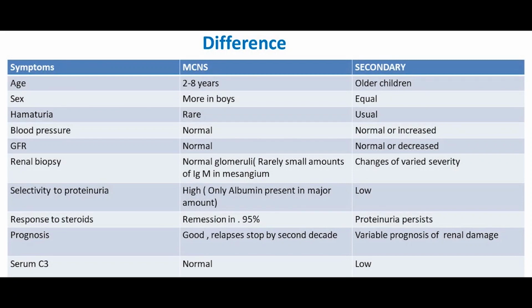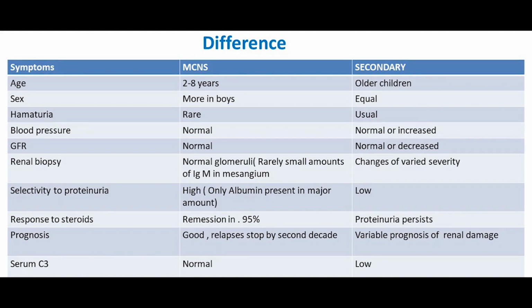Now, these are the basic differences between minimal change nephrotic syndrome and secondary nephrotic syndrome. Minimal change nephrotic syndrome is quite common at 2 to 8 years, whereas secondary is quite common in older children, and it is more common in boys. Minimal change nephrotic syndrome is rarely presented with hematuria. There is no hematuria, and blood pressure is also normal. Sometimes transient hypertension may be seen, and the glomerular filtration rate is normal.